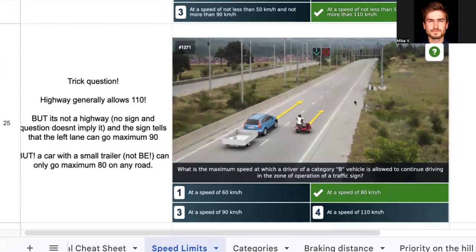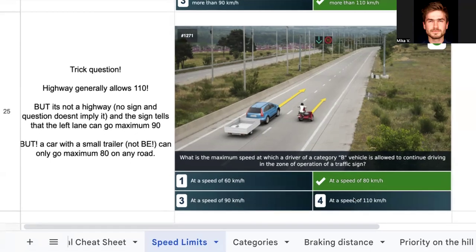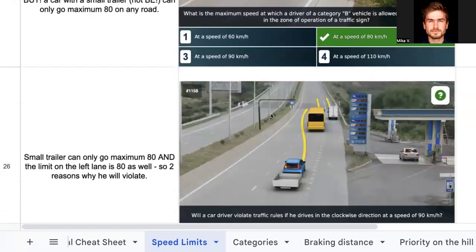Yeah, so look, here there is no highway sign, first of all, right? Secondly, this traffic sign shows that you cannot go more than 90 on the left lane. But he has a small trailer, so he can only go 80 max, no matter where he is going. Yeah, so here he can go 80. Most people would answer 90 if they're not prepared, or 110 because they would think it's a highway. But small trailer plus 90 limitation. 90 limitation doesn't matter because I can only go 80 anyways.